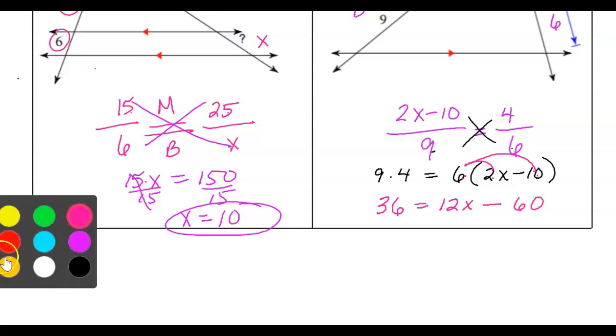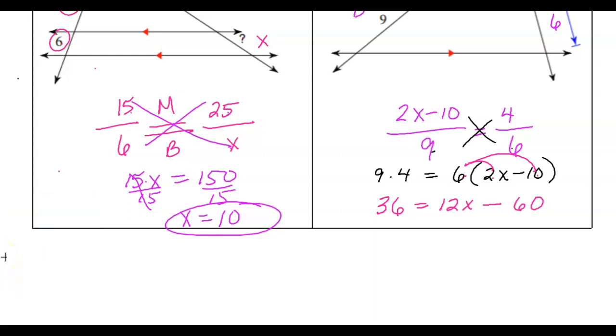So this is why I look for work, because sometimes you might have the incorrect equation, sometimes you might have an algebraic error, but we'll go ahead and add 60. So 96, 12x. So then those are multiplied, so we'll divide by 12. So 96 divided by 12 is 8.